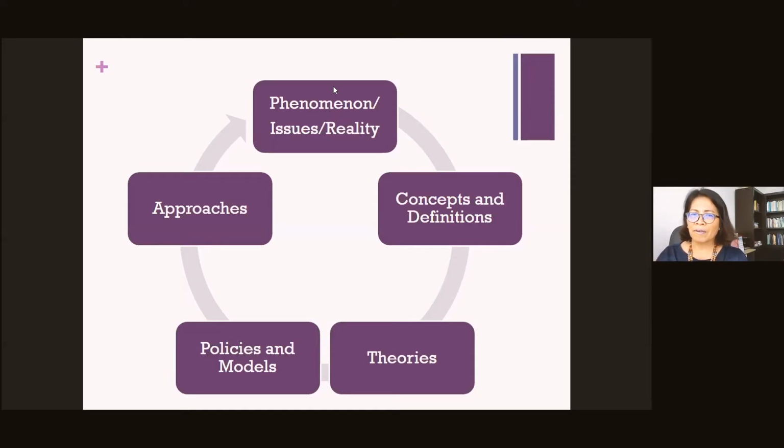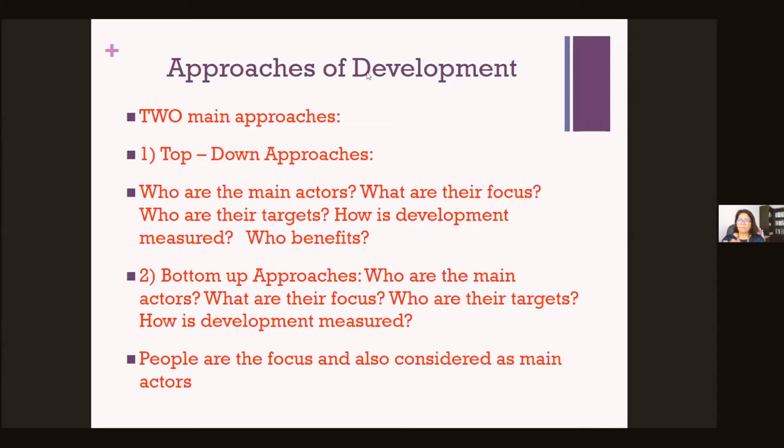So we look at the problems of development, which gives us another glimpse of development, because this class is about sociology of development. So I've explained the two main approaches, the top-down approaches: who are the main actors, what are their focuses, who are their targets, how is development measured, who benefits from it. That is one of the biggest questions that McNamara raised: who really benefits from development?